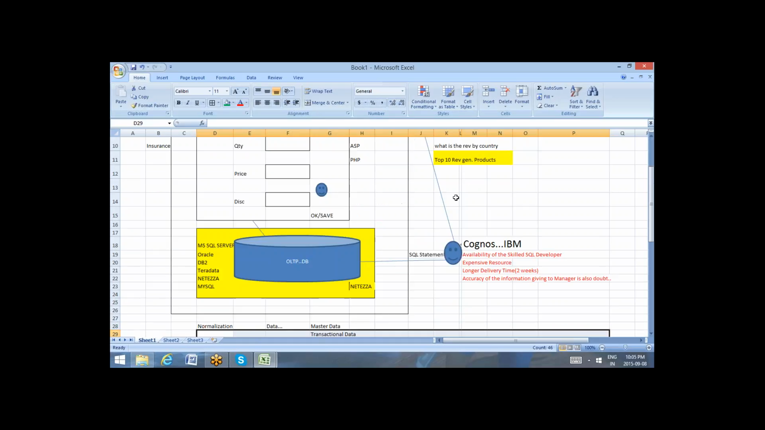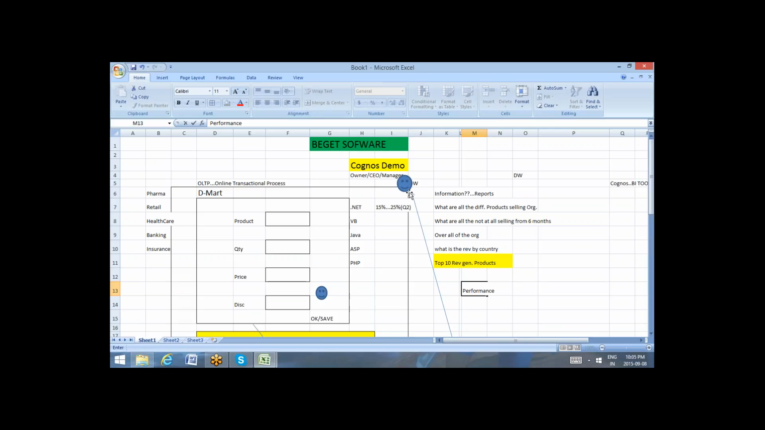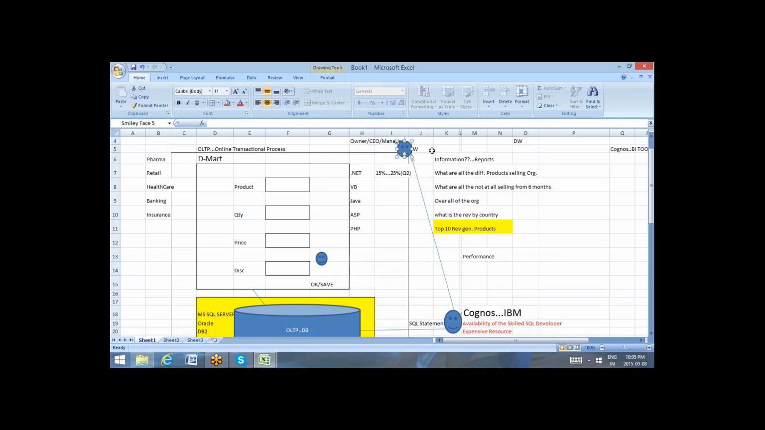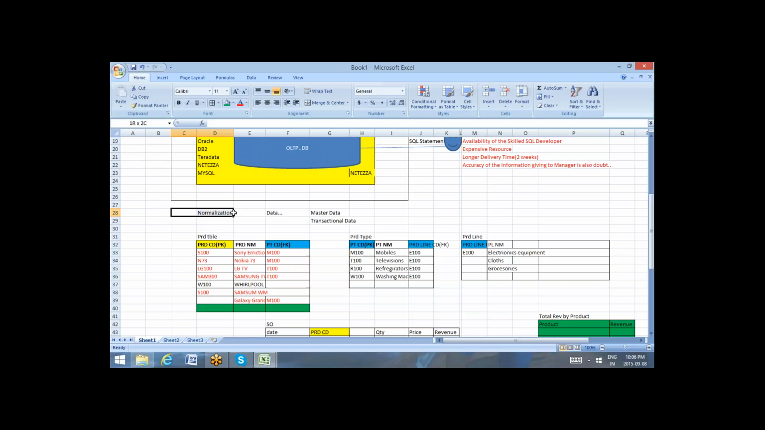So that is the issue this person is facing. Performance is one of the biggest challenges, because we are trying to support the top level manager in a company. Generally the managers in a company are highly demanding people. So if he asks for one piece of information, maybe because the query execution takes longer time, after half an hour or maybe 1 hour or 2 hours, only then he is going to get what he's looking for. So performance is one of the biggest challenges this person is facing if you directly generate reports based on the OLTP. Why are we getting the performance issue? Because we are trying to generate reports based on the normalized tables.